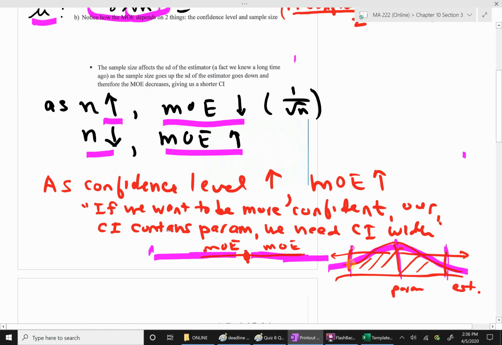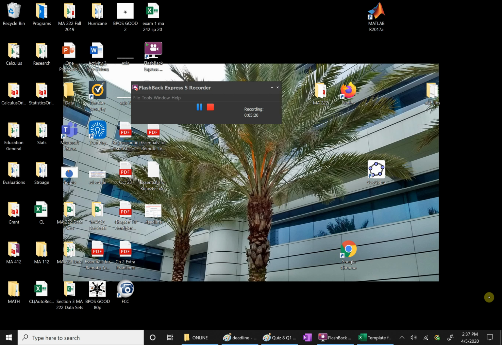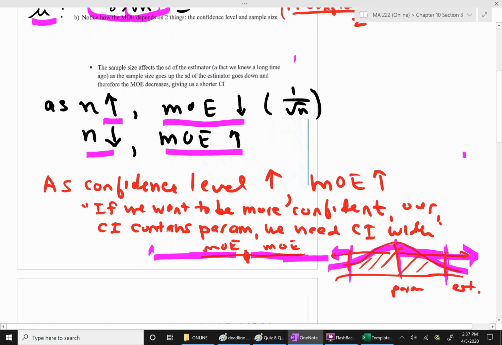So when we constructed, for example, a 95% confidence interval, we made this with our margin of error, and it contained 95% of the sample estimates. And so as this confidence level increases, our margin of error gets pushed out. It has to become wider. So there's a lot of different ways of rationalizing this and looking at this, okay?